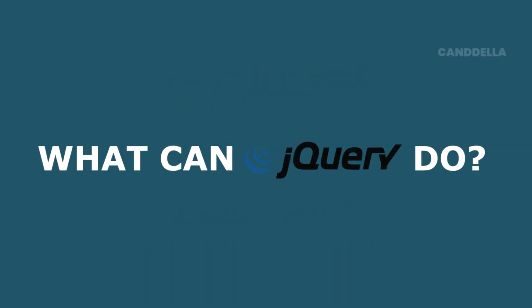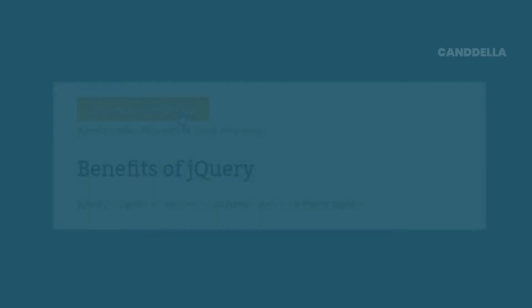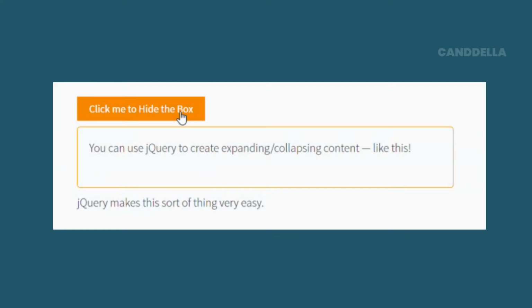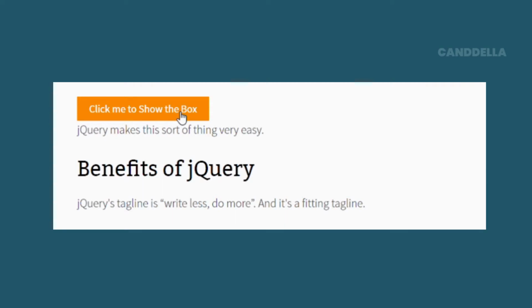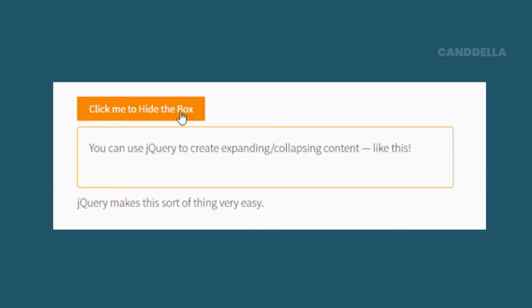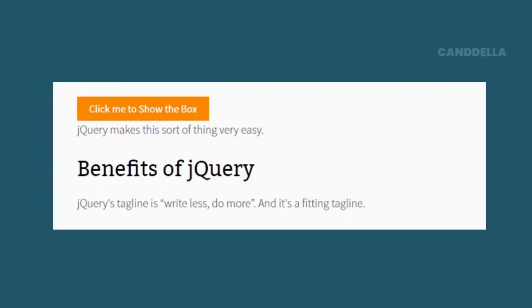What can jQuery do? jQuery can do a lot of things. Most developers use jQuery to provide interactivity to their web page. Let's see. If I click this button here, this section will get hidden, and also with a nice animation. When I click it back, it comes back up. So this is the functionality of jQuery.